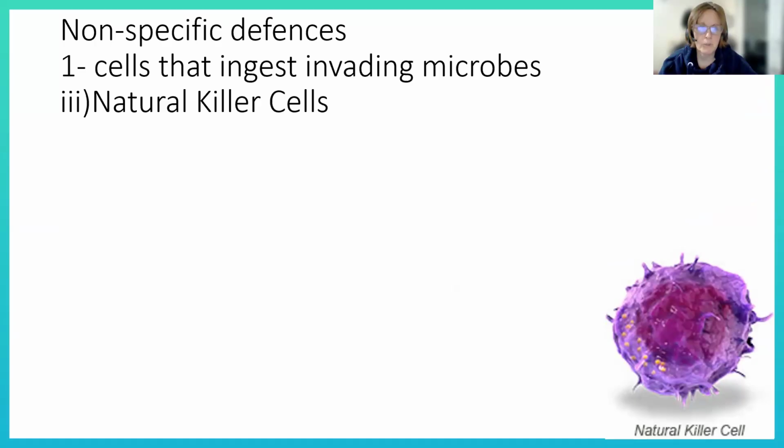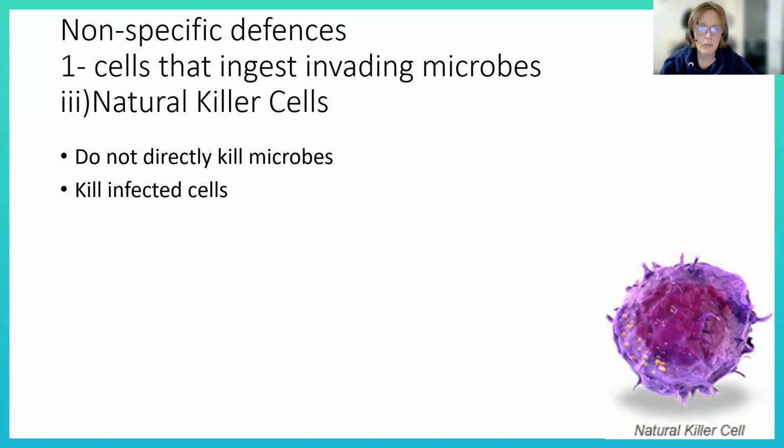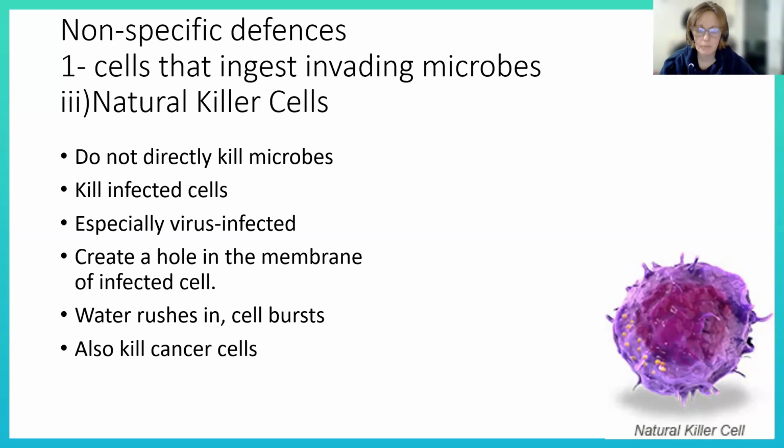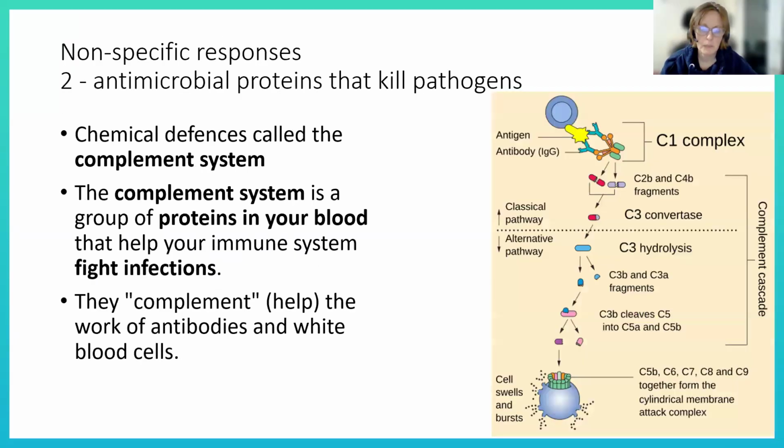Then the last type of cell that's involved in this non-specific killing of microbes are the natural killer cells. They don't directly kill the microbes, but they kill off the infected cells. These are particularly good for virus-infected cells. They create a hole in the membrane of the infected cell, water rushes in, the cell bursts, and then it's game over for that particular cell. They're also really good at getting rid of cancer cells if they find them.